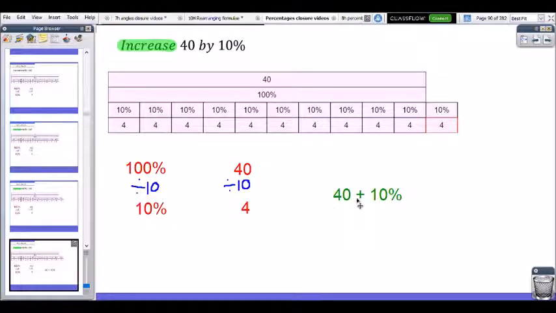So 40 plus 10% is the same as 40 plus 4. So my answer is 44. So I found what 10% is and I added it on to my original amount. 44 is my solution.